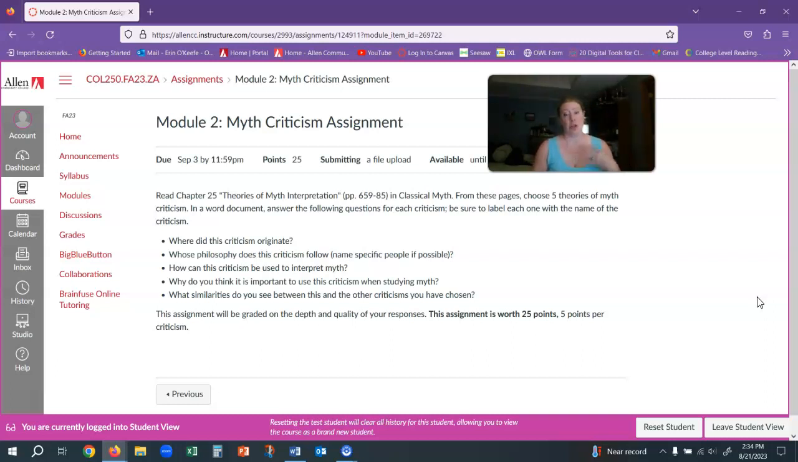That's all you're doing for this assignment. You're not actually having to go and look at any myths at this point. We're just interested in the different ways that we can study or interpret those myths. So you're just doing 5 of those.